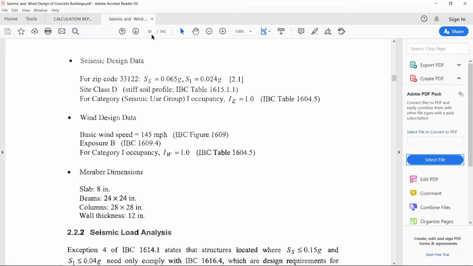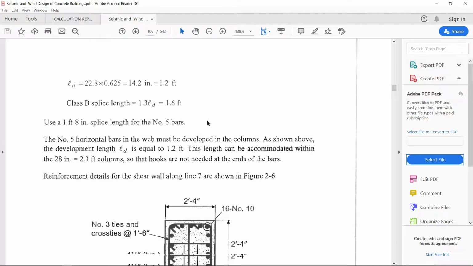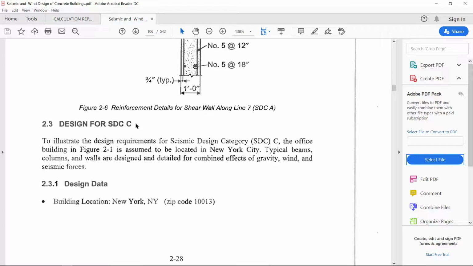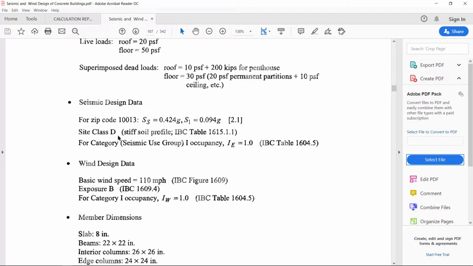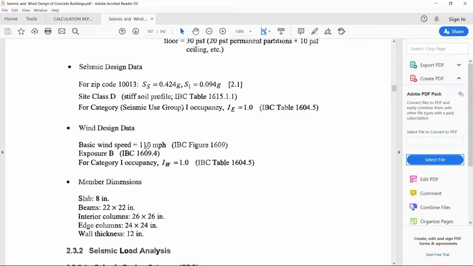Then the same building is proposed to be in a seismic category C area. Now, in the seismic category C area, the location is considered to be New York, and the seismic parameters are SS is equal to 0.424, S1 is 0.94, site class was D. Wind load is again changed.